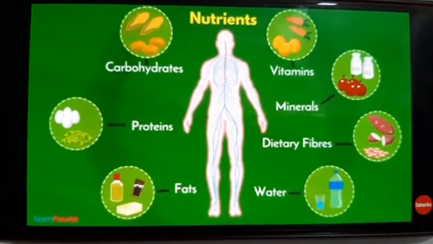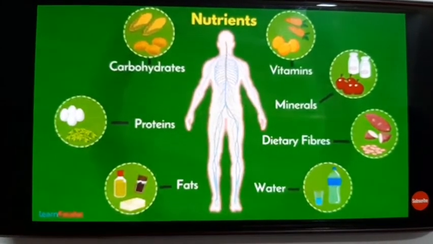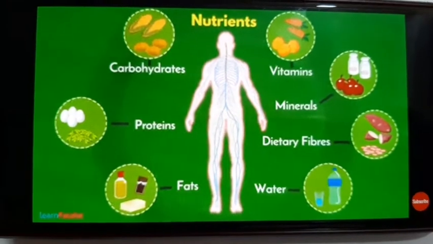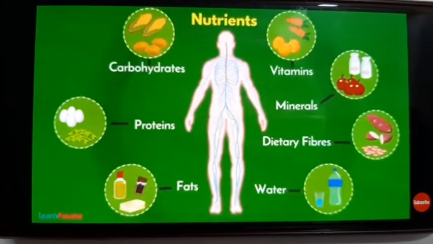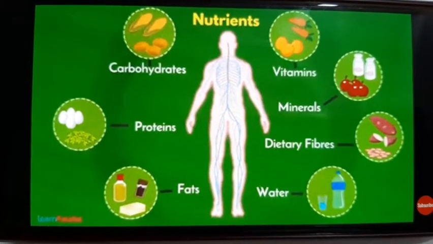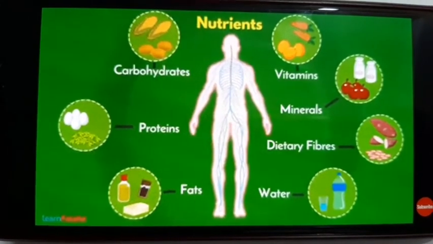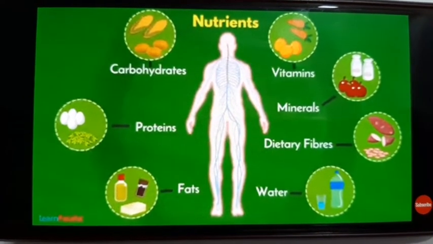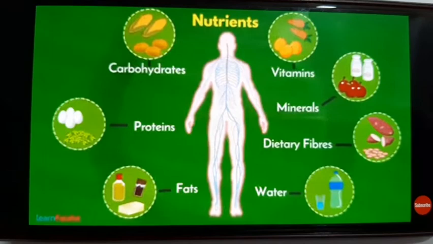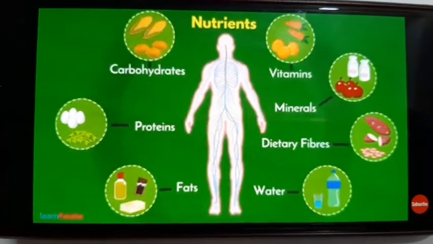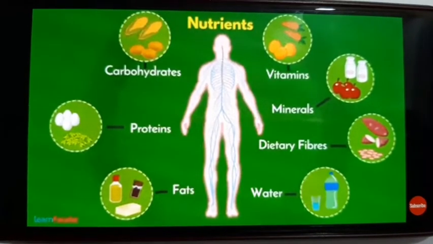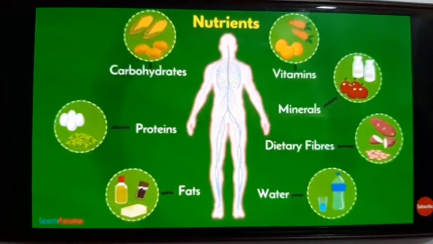For example, we consume different food items in our day-to-day life. Example, bread, chapati, rice, vegetables, etc. All these items contain different components in them. Food provides us essential materials that are needed for growth and maintenance of our body.